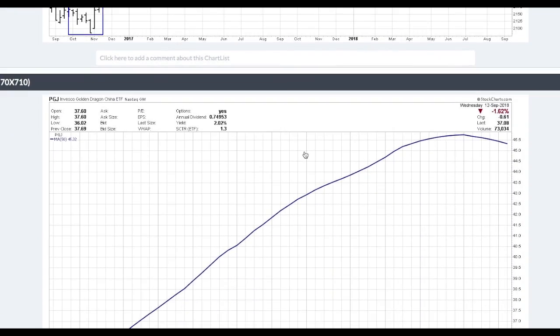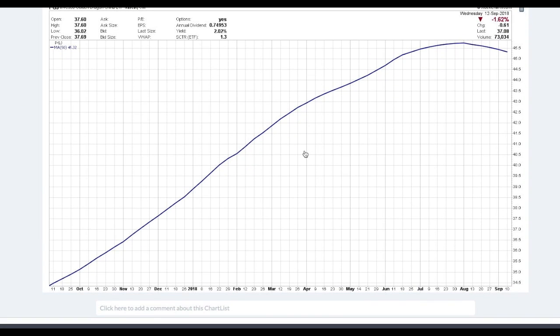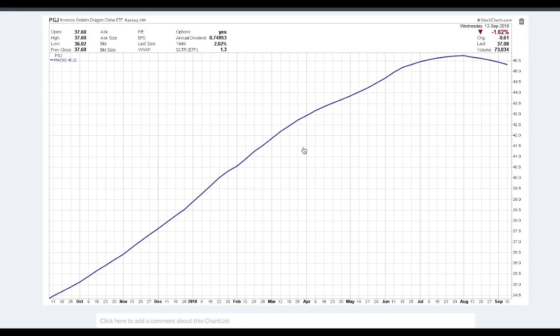Now, I wanted to point out a negative trend, which is the PGJ, the Golden Dragon China ETF. This is every Chinese stock that trades in the United States. In other words, these are not the stocks that trade in China. These are the Alibabas, the Baidus, the large cap Chinese stocks.